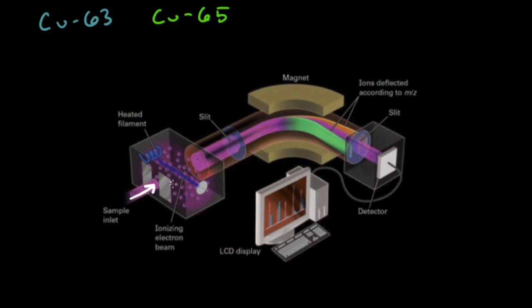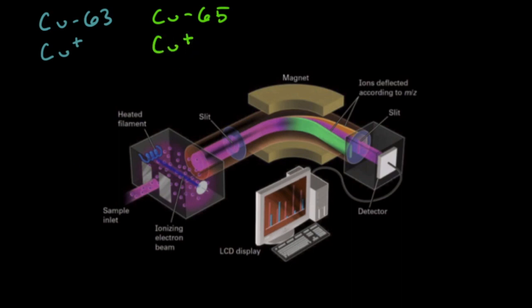After we put it in this chamber, two things are going to happen. The first thing is we're going to heat it up, and the next thing is we're going to ionize it. Once we do that, it's going to knock an electron off of each of the coppers. So we're going to get Cu with a plus here, and then Cu with a plus here.